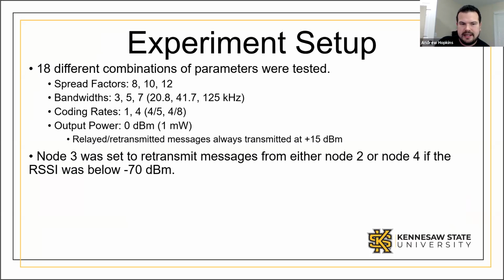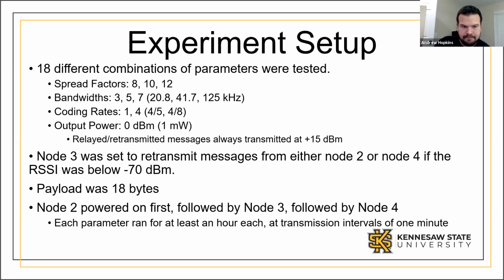So node 3 was set up as the retransmission node. It would retransmit messages from either node 2 or 4 if the RSSI, the received signal strength indication, was below -70 dBm. This would be a red flag to node 3 to say, hey, that message may not have gotten to the corresponding node, so I need to retransmit it to help it get there. The payload was very small, 18 bytes. Again, this is maybe a timestamp and some temperature data, or timestamp and humidity data.